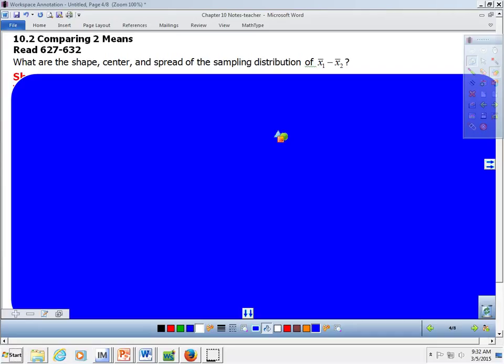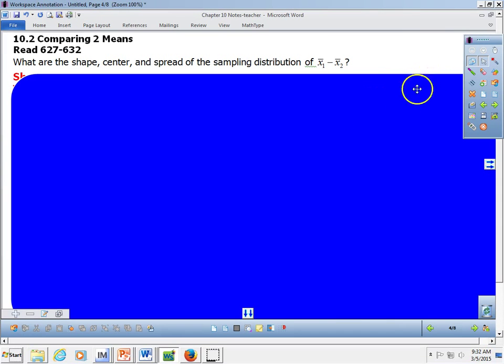And again, our inference procedures are based off of sampling distributions, right? And so no different here. We've got to think a little bit about what the sampling distribution would look like if we want to compare two sample means, right? So same questions as we've always had.